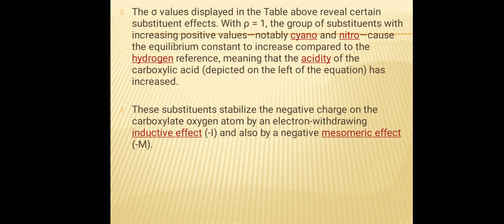The sigma values displayed in the table above reveal certain substituent effects with rho equal to 1. The group of substituents with increasing positive values, notably cyano and nitro, causes the equilibrium constant to increase compared to the hydrogen reference, meaning that the acidity of the carboxylic acid has increased. These substituents stabilize the negative charge on the carboxylate oxygen atom by the electron withdrawing inductive effect, that means the minus I effect, and also by the negative mesomeric effect, that means minus M.